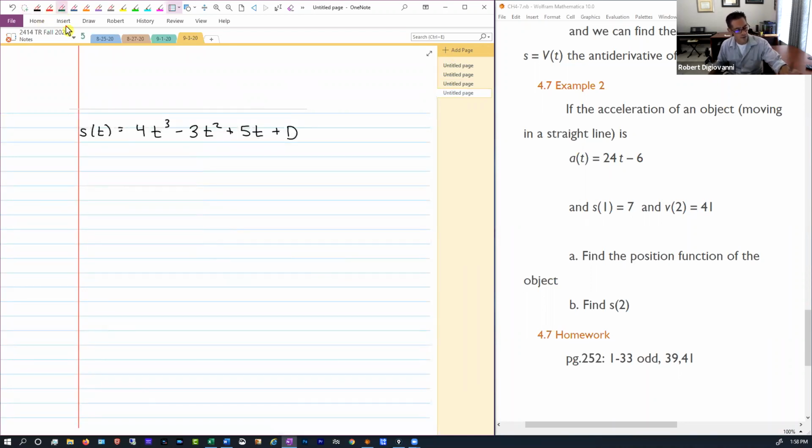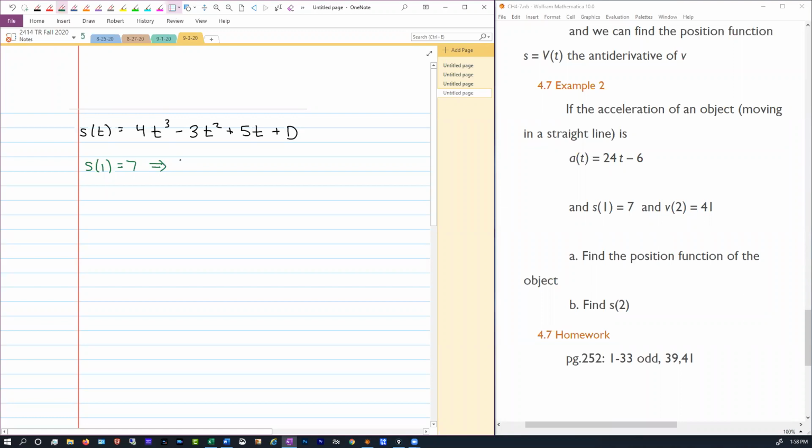Okay, so now using the fact that s of 1 must be 7, what we get is... yeah, I'll let you work through that. You've got to find that constant. I found the constant D. Okay, what did you get? I got 1. That D is 1?